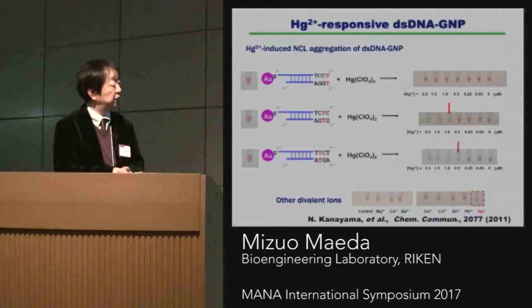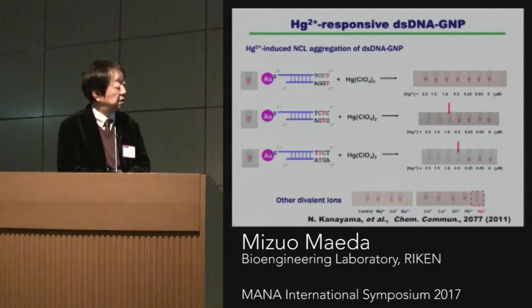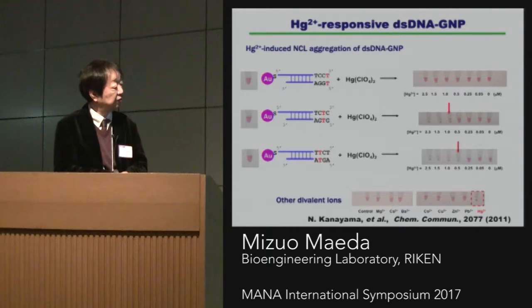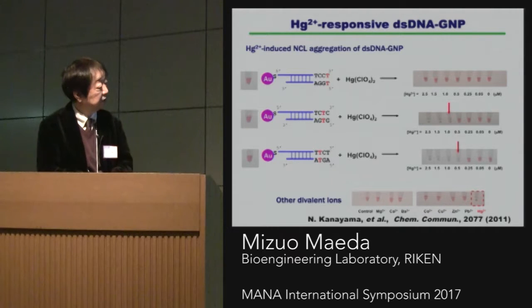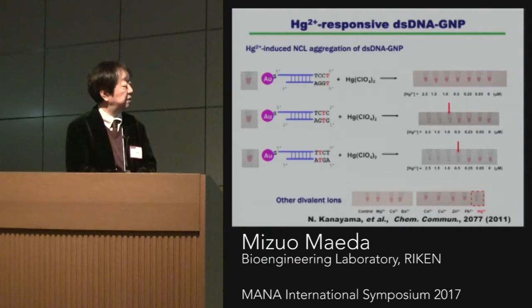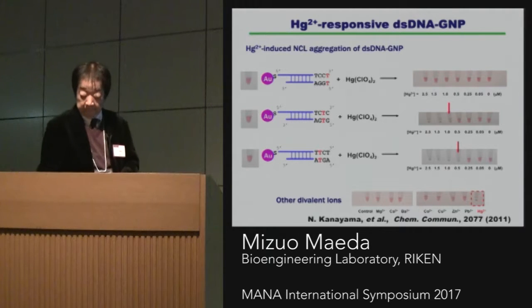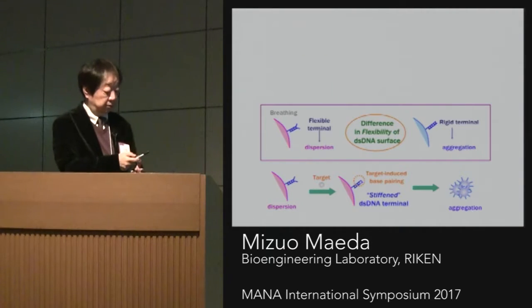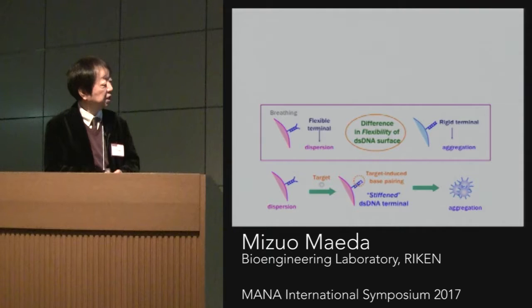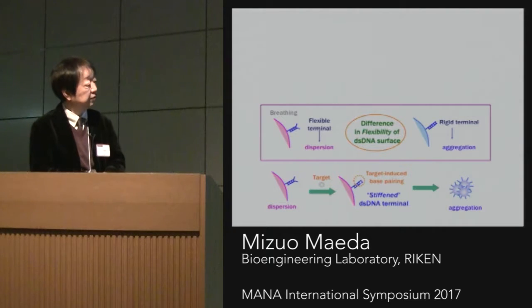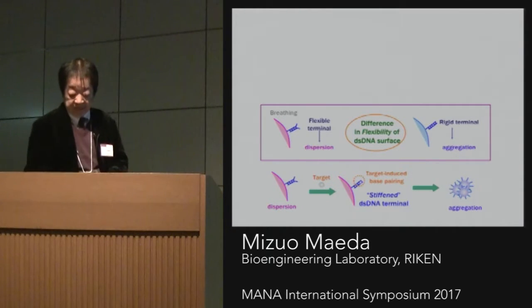This type of responsiveness to mercury ion is not seen for other divalent cations. No color change was observed for copper, cobalt, zinc or tin. So you see that if you change the stiffness of the terminus by using some target ion, then you can control the stability of colloidal systems.